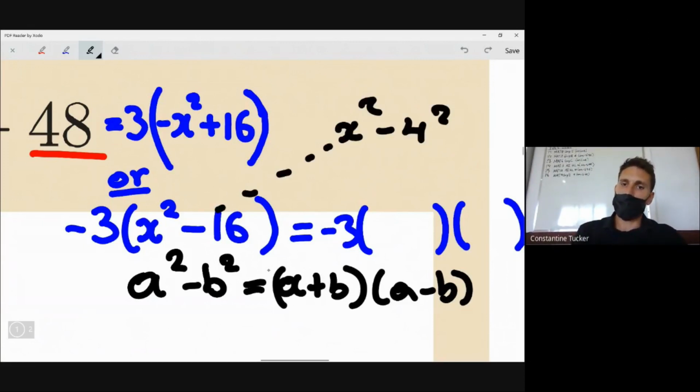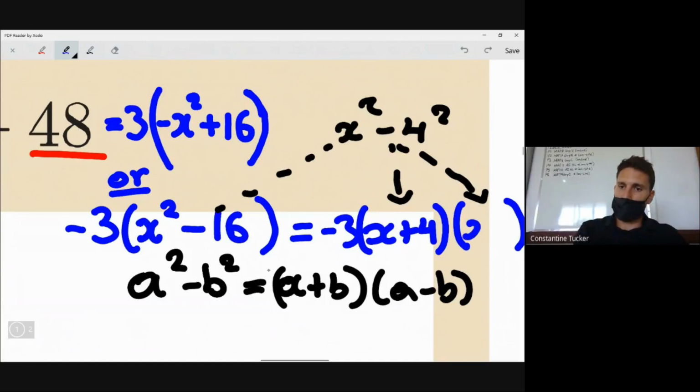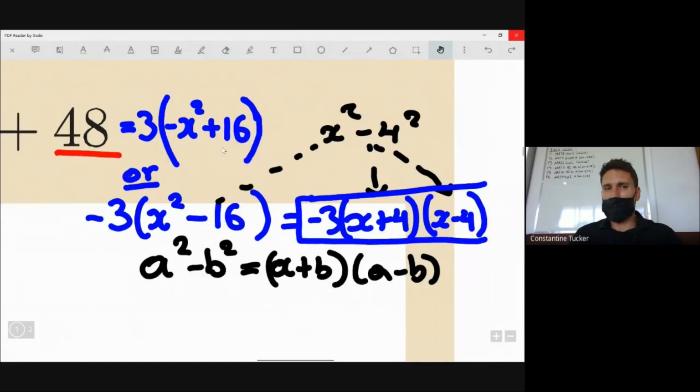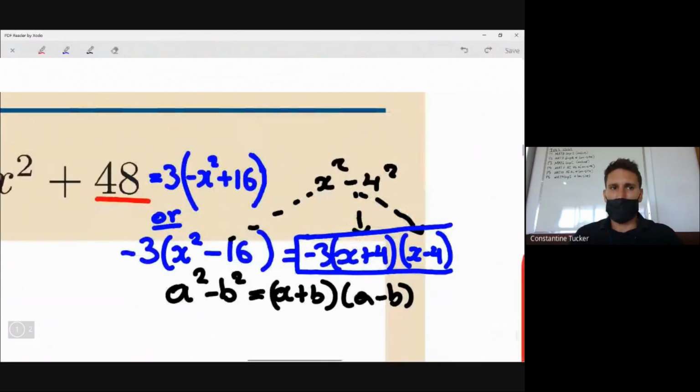Well, we know from that we need to put inside these 2 brackets x plus 4 and x minus 4. So that is going to be our final answer here with a minus 3 in front. And the other way would work as well, but it just involves a bit more work.